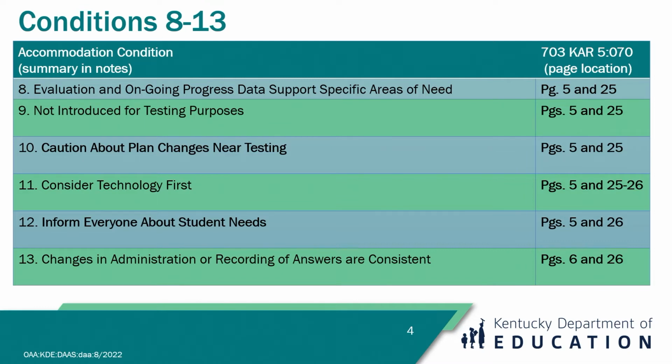Number 11, you should consider technology first if it's an option. Number 12, you should inform everyone about the student's needs. And number 13, changes in administration or recording of answers are consistent.